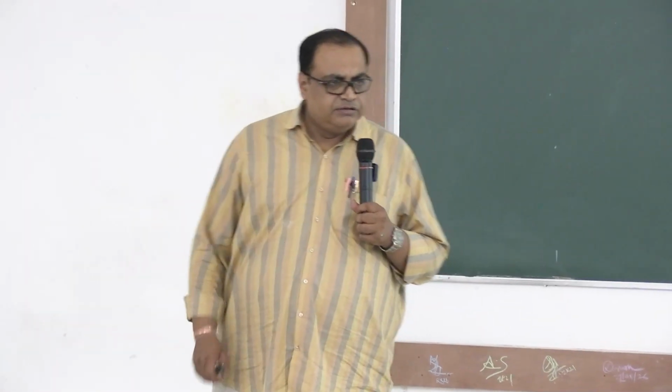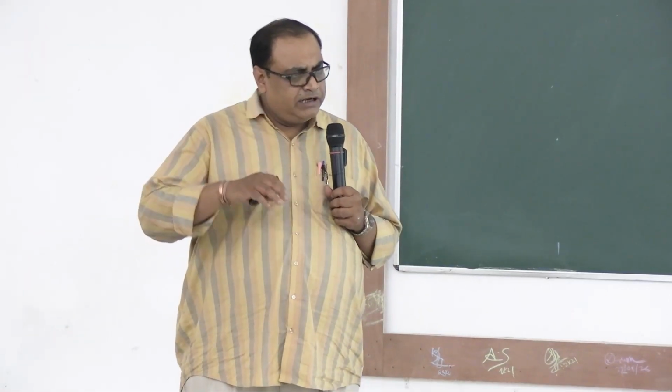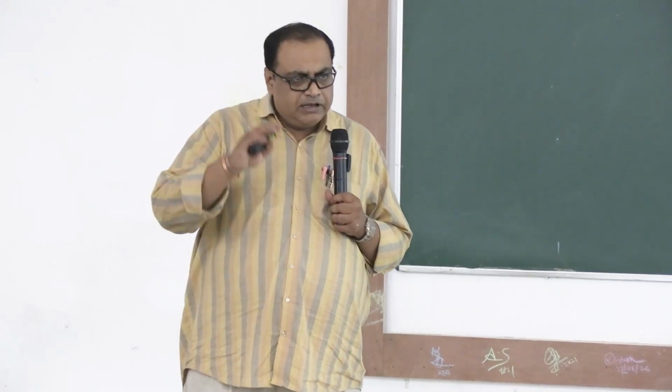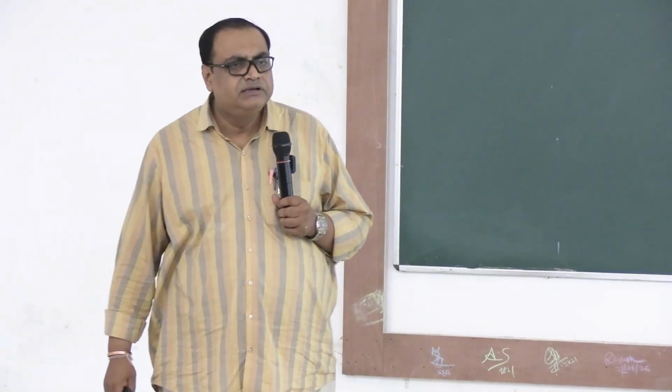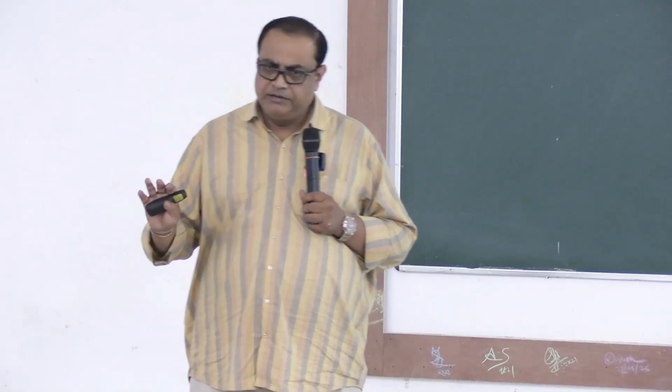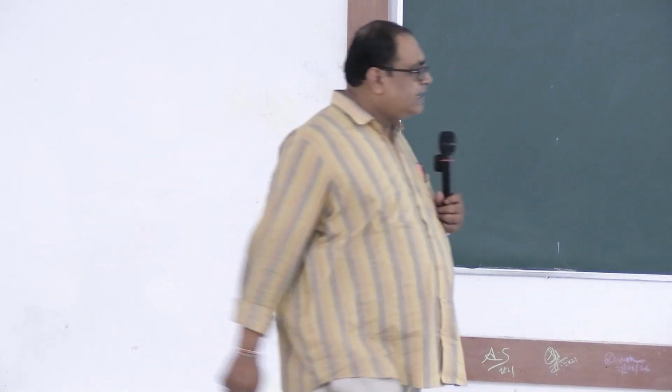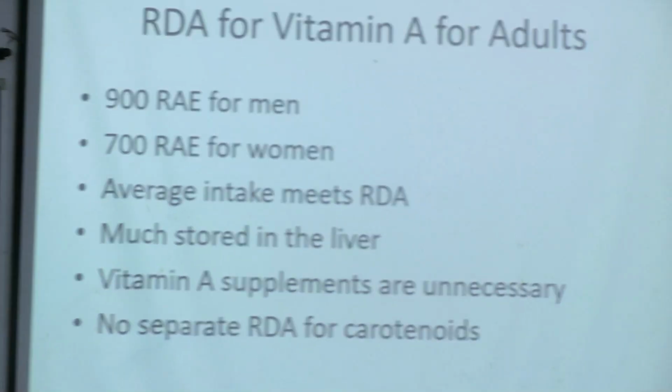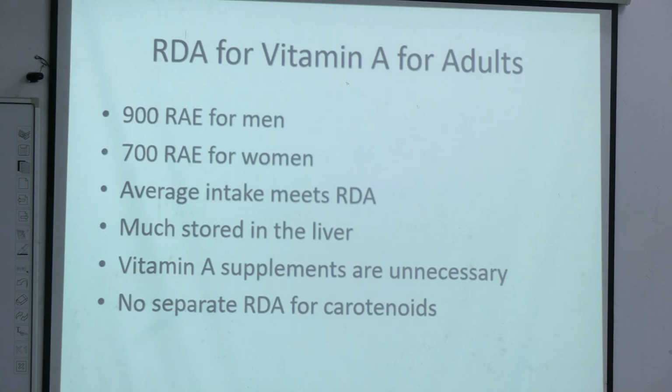Clear? So 700, 900 to 1000, and 1200 for pregnant and lactating women. Clear? These three you must remember. Either you write this unit or you write microgram. Remember, all fat soluble vitamins we require in microgram amount and water soluble in milligram amount, mostly, except a few.